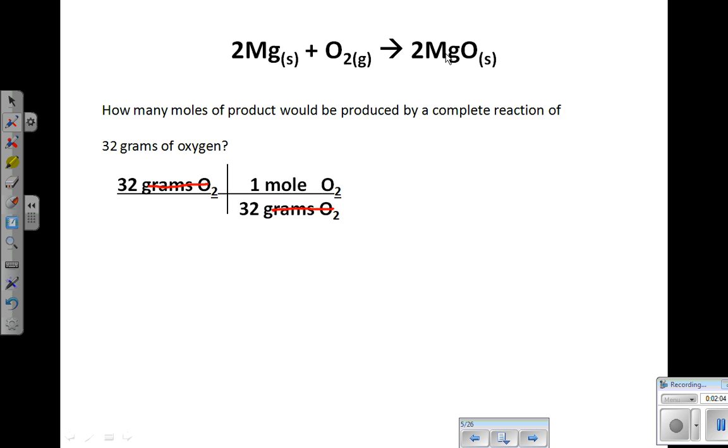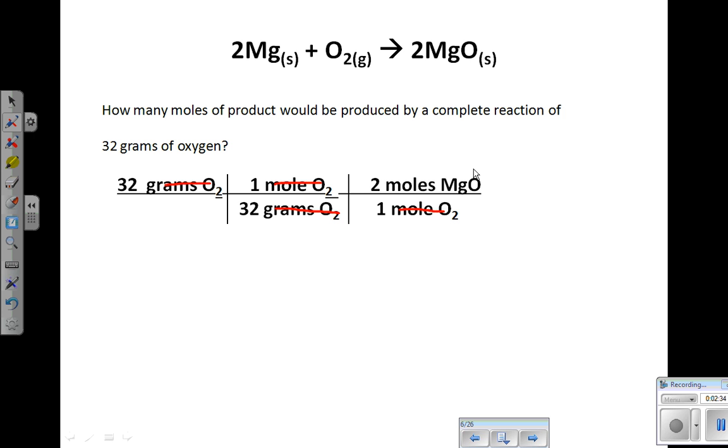moles of magnesium oxide. If we look at our balanced equation, it is a 1:2 ratio. So that will be the next section of our dimensional analysis, or our next conversion factor. 1 mole of oxygen gas is equal to 2 moles of magnesium oxide. And that will cancel out the moles of oxygen.